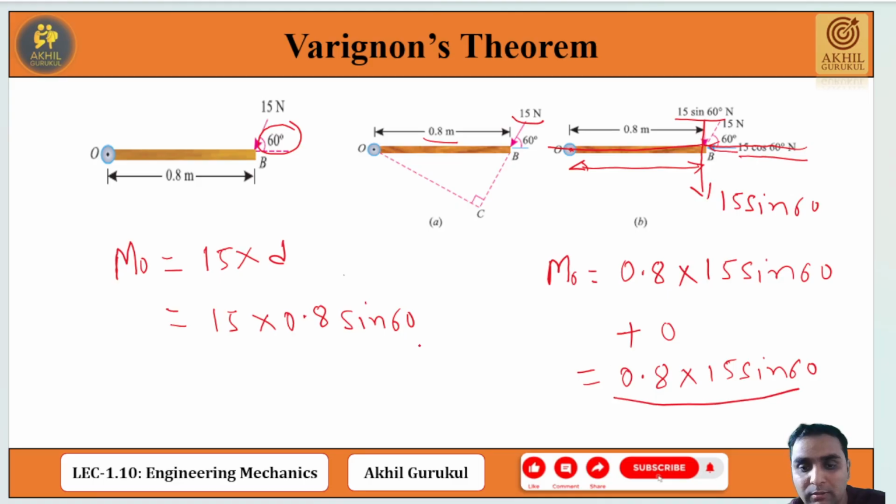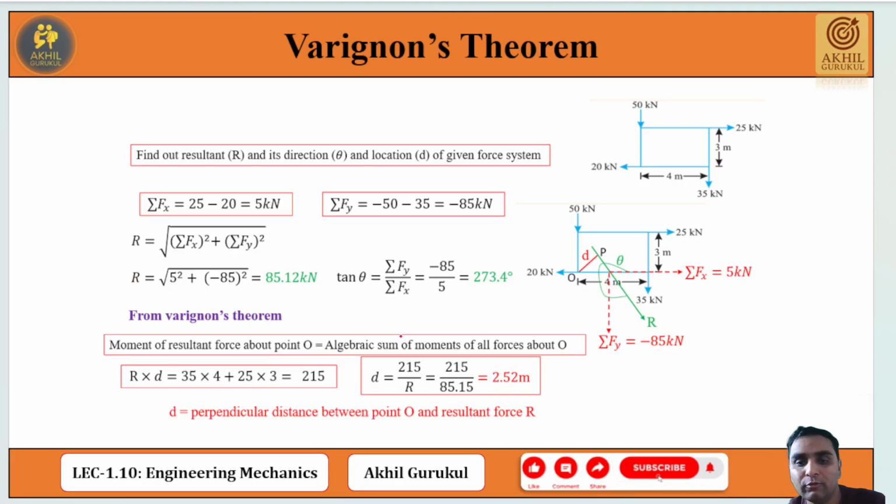So both the moments are the same, which means the moment of the resultant about point O is equal to the moment of both components of the force, because the resultant gives the same moment about point O as all the components of the force. So here we will solve some complex problems.